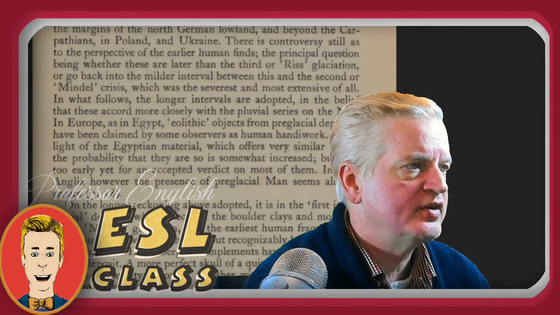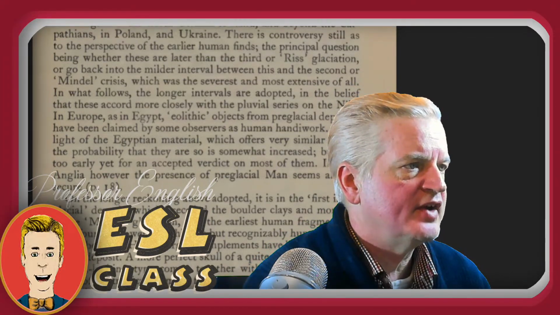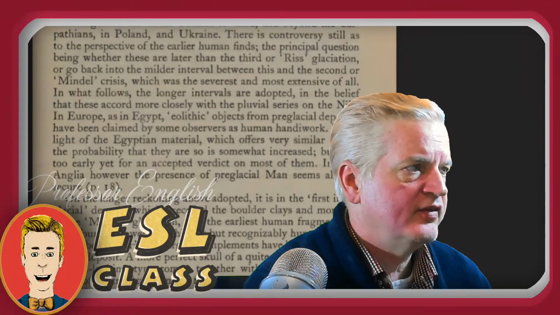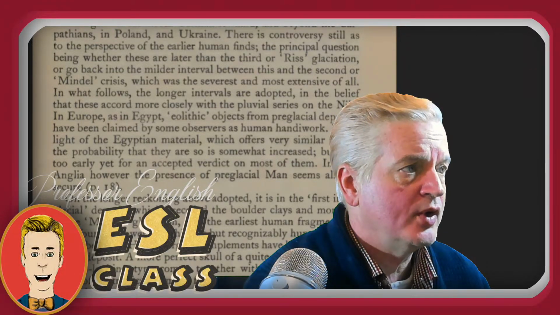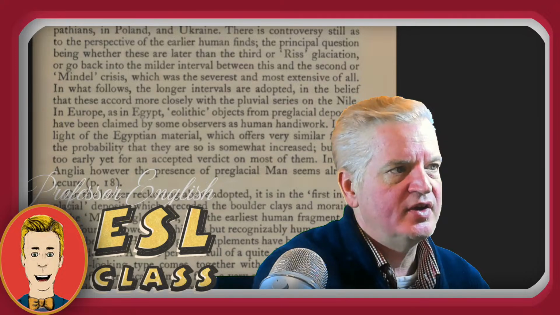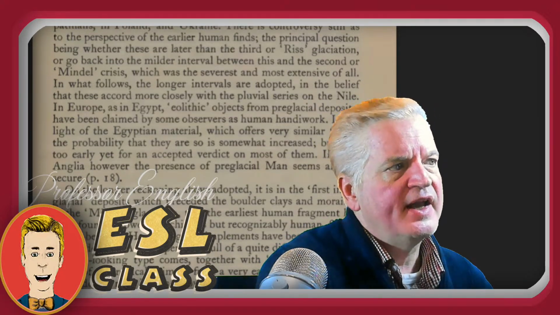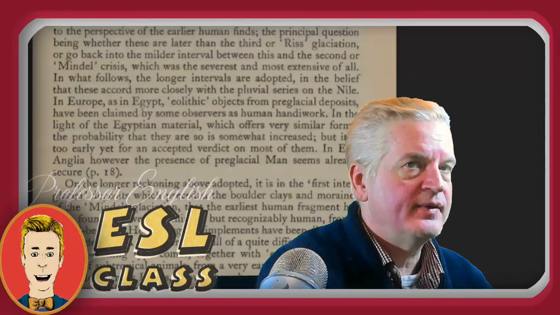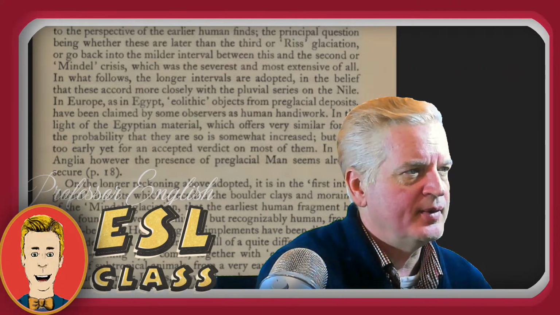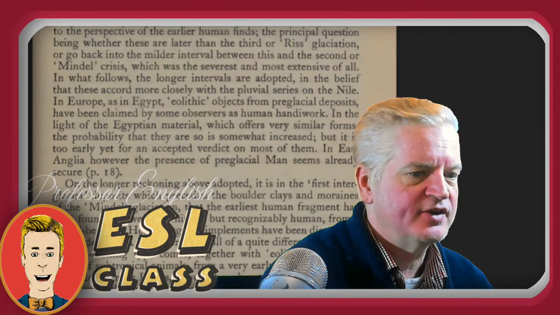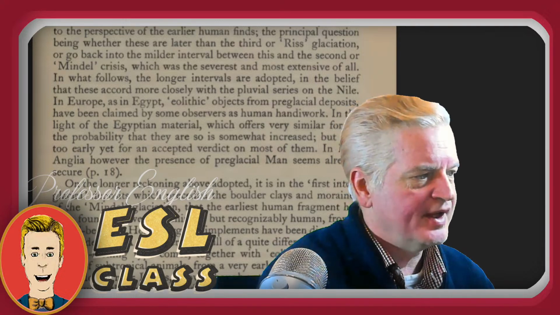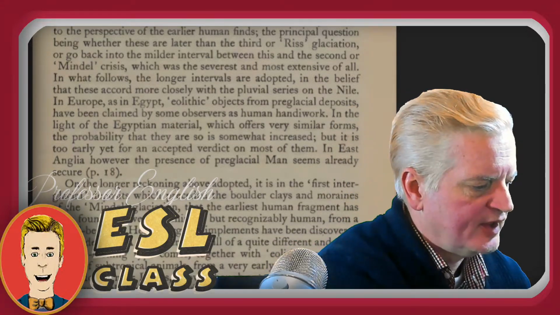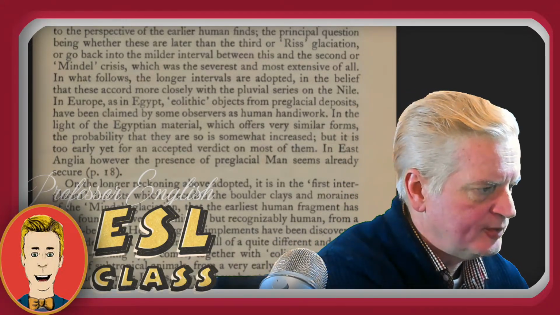In what follows, the longer intervals are adopted, in the belief that these accord more closely with the pluvial series on the Nile. In Europe, as in Egypt, Eolithic objects, that means things made from stone, if I remember correctly, Eolithic objects. Well, we might as well look that up again. I think that's what it means, though. Eolithic objects, like tools and things made from stone.